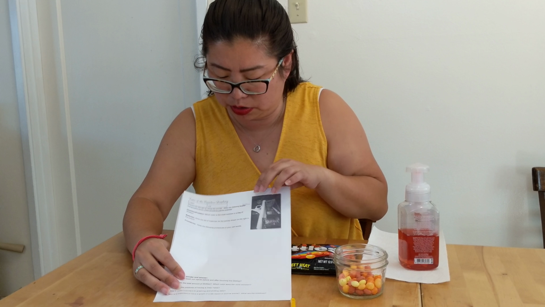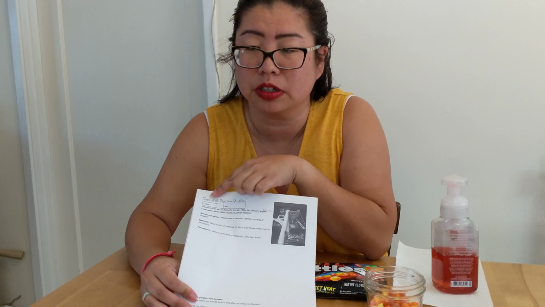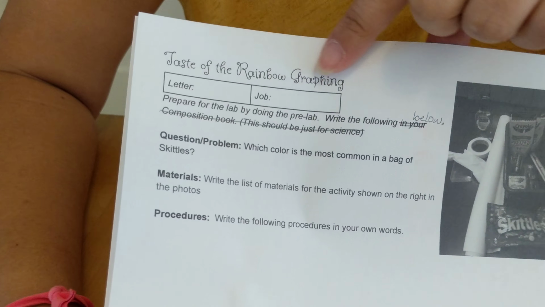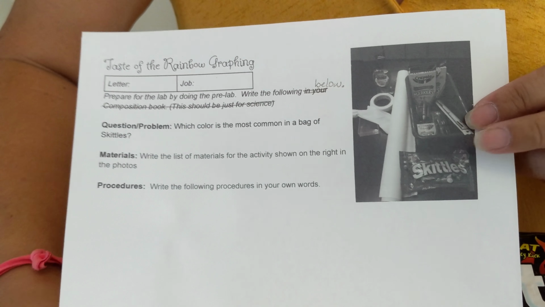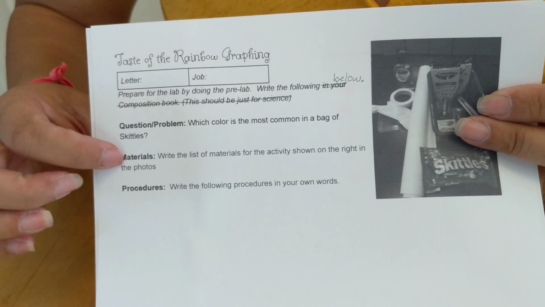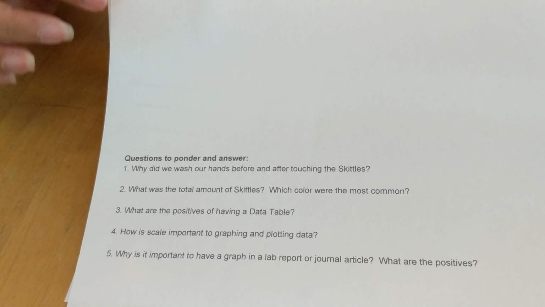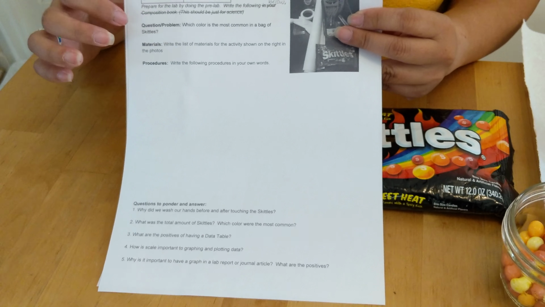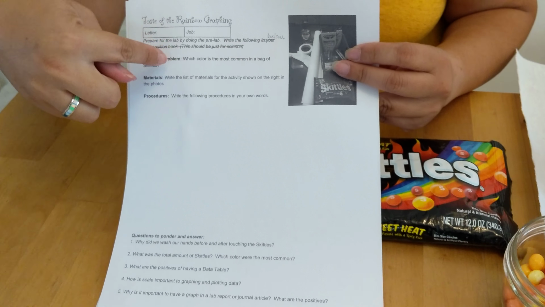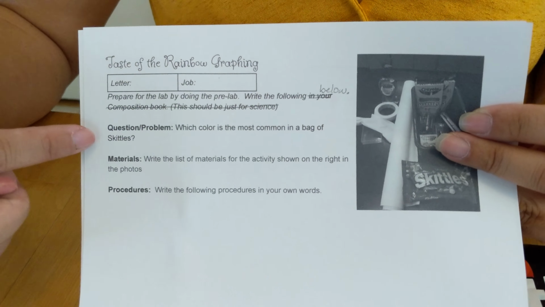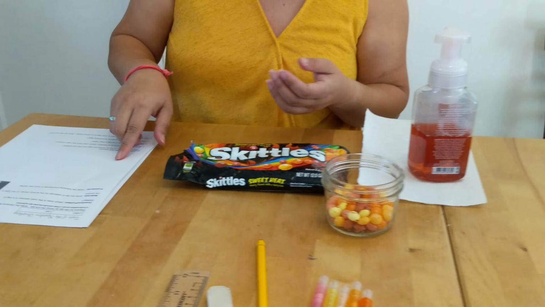Make sure you have your lab paper, which is Taste the Rainbow, and you write the letter which corresponds to the job that you have for the lab. To do the pre-lab, you need to have the materials listed and the procedures. The procedures have to be in your own words. The question we're wondering today is which color is the most common in the bag of Skittles, or, per se, the population of Skittles.